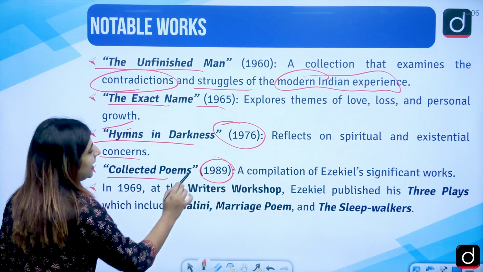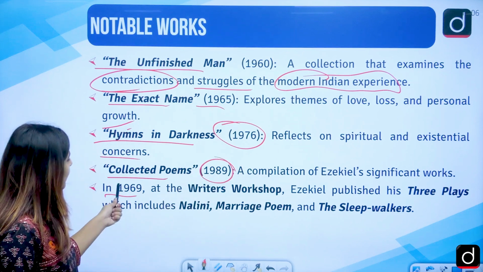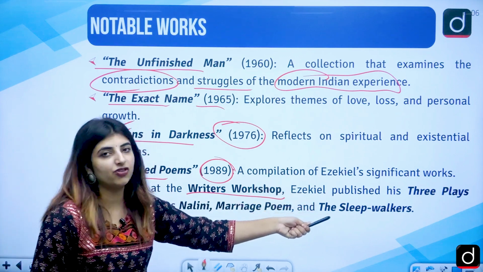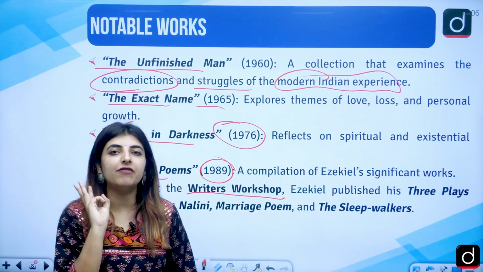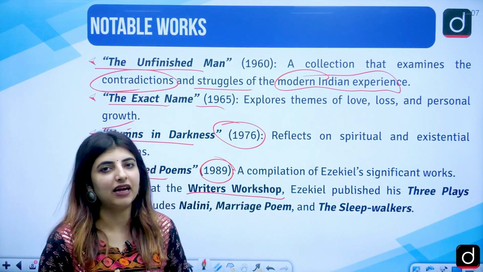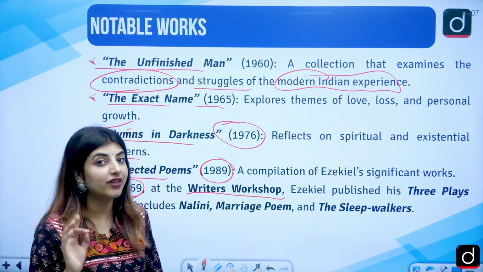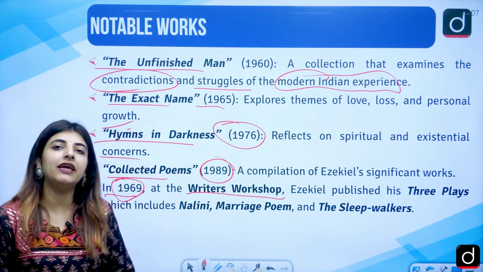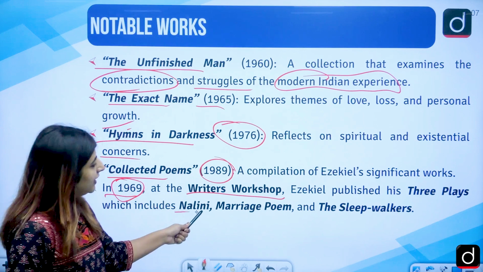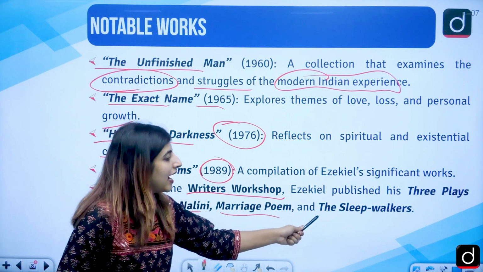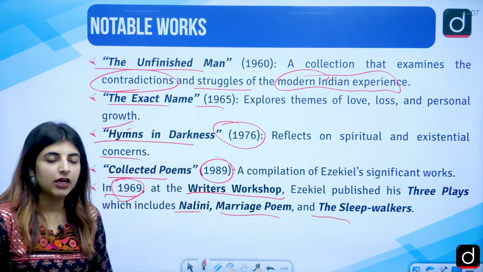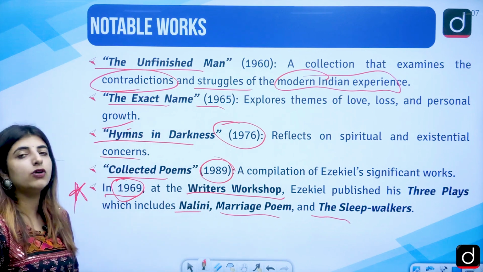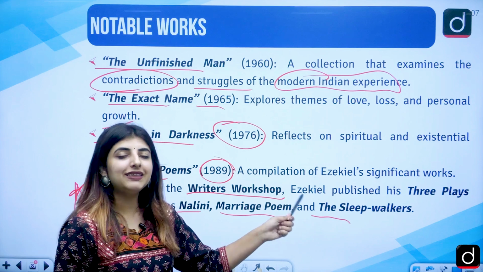Collected Poems, 1989. And in 1969, in the Writers Workshop, he published his 3 plays, which have been asked as a question in the NET examination for the odd one out. He wrote 3 plays which were published together. What were the names of those 3 plays? Nalini, Marriage Poem, and The Sleepwalkers. Of course, this is a point I never want you all to miss. So, 3 plays he has written.